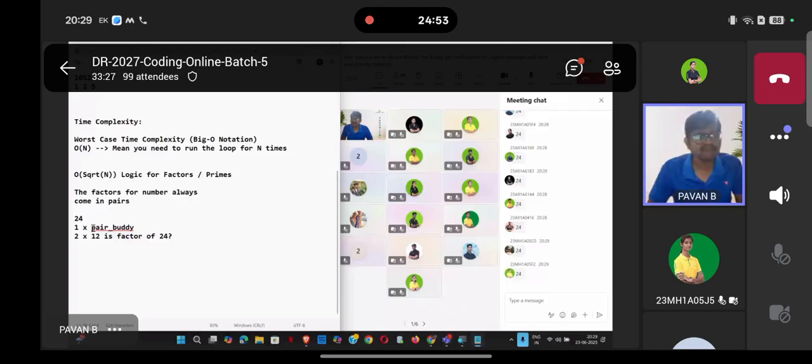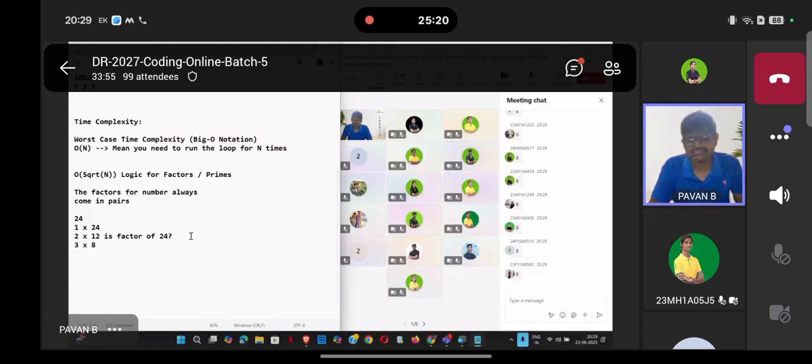Yes. So the pair buddy of 1 is what? 24. Okay. And you know 3 is a factor, right? What is the pair buddy of 3? So by taking the help of which number can 3 multiply up to 24? 8 is the pair buddy. Okay, cool.